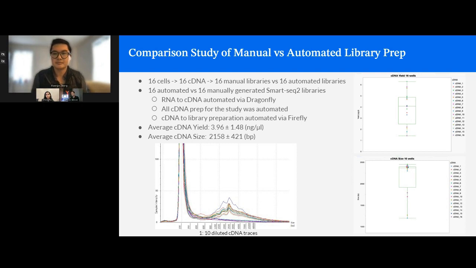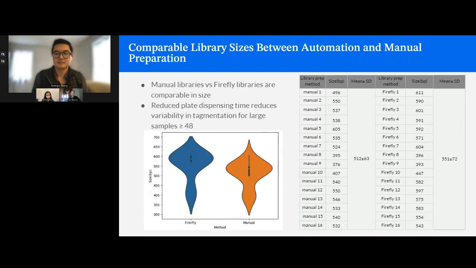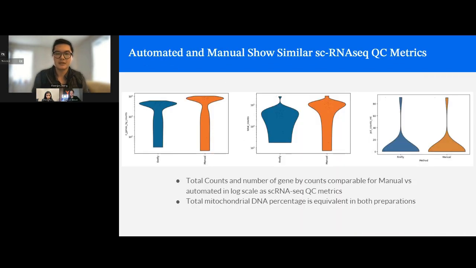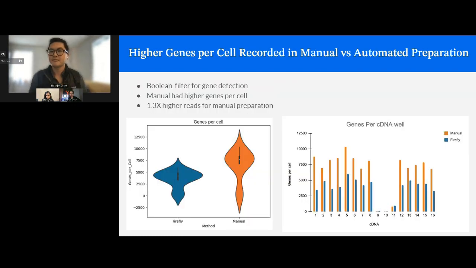Yeah, so that's a good question. Let me just get this slide real quick. So first thing is that the manual samples did get a little bit more reads, at 1.3x higher reads. And also this whole study was a preliminary study where the whole thing was sequenced on a MiSeq V2 micro, where you get around 100,000 reads per sample.